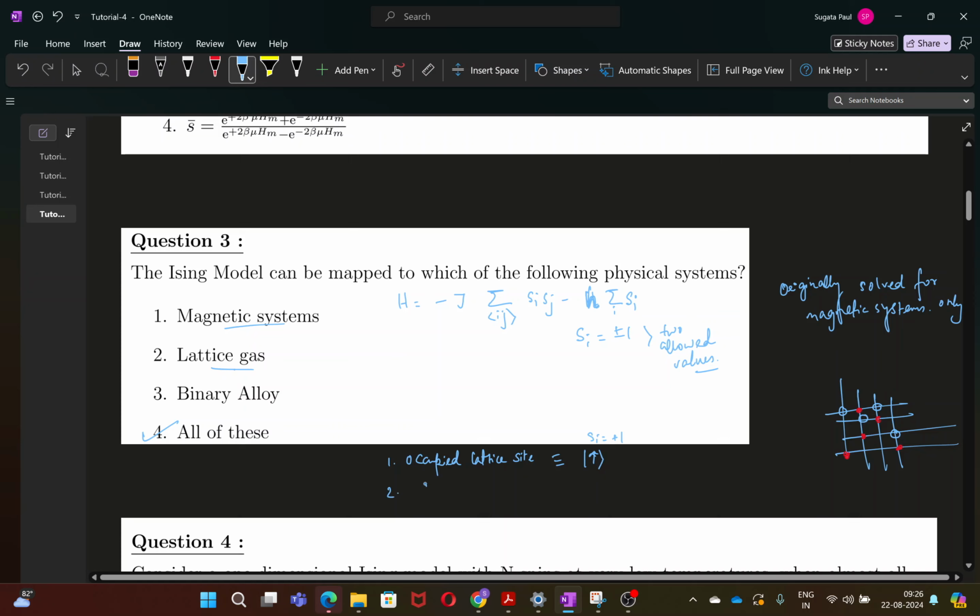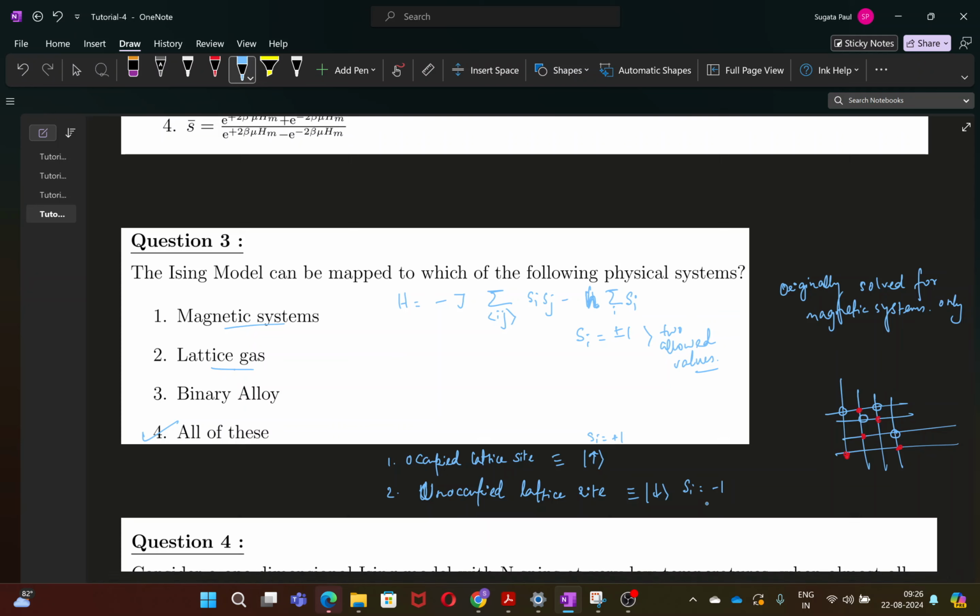And the second state is your unoccupied state. So it is an unoccupied lattice site, which is analogous to your spin down state, or s_i equal to -1, of the magnetic system. So by this similarity, we can directly tell that we can treat this lattice gas system similar to a magnetic system, and the Ising model can be mapped onto the system as well.